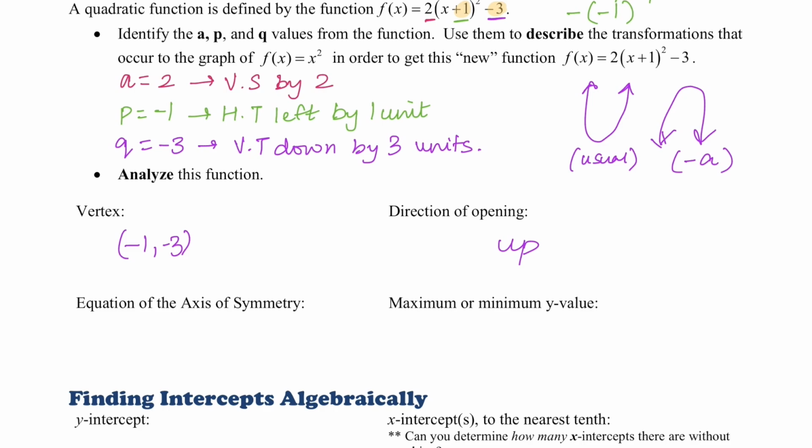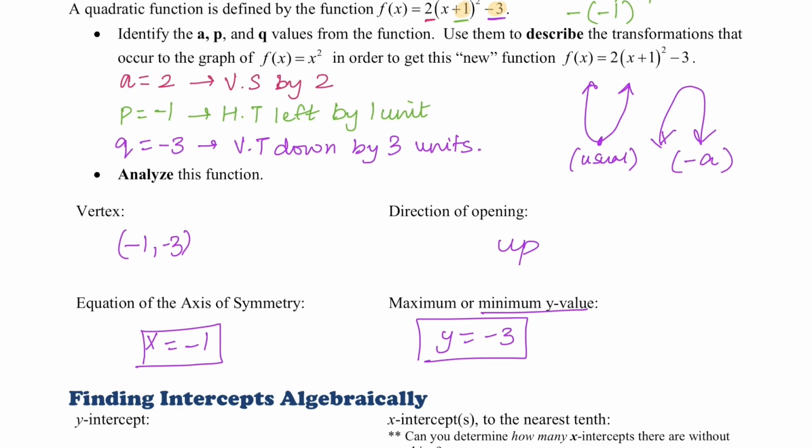Okay, equation of the axis of symmetry. So we just did that. X is equal to our p value, which is -1. And our maximum or minimum y value: we have a minimum because it's going up, right? This would be our minimum. And our y value will be our q value, so y will be equal to -3.